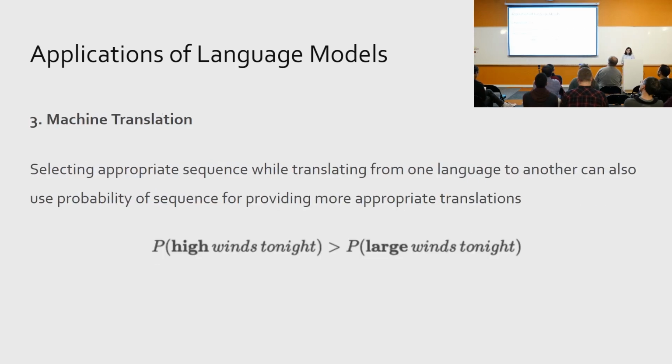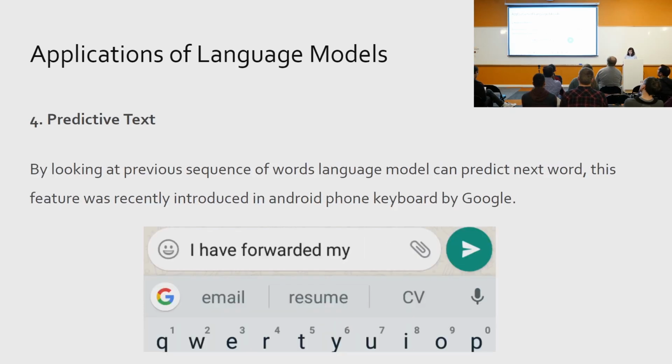Machine translation. "High winds tonight" versus "large winds tonight". The second one sounds weird, even though high and large are kind of similar in meaning. So you would pick the one that has higher probability when you're translating from one language to another. Predictive text. "I have forwarded my email or resume." You can see that on your phone. We use it on a daily basis.